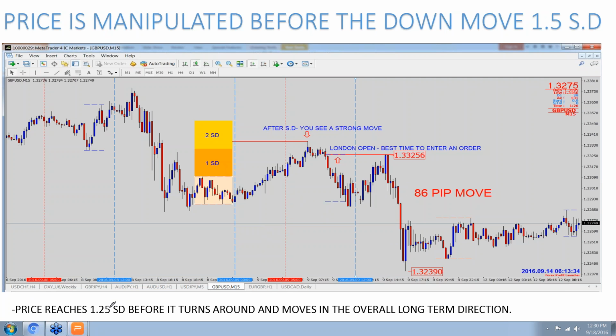So price reaches 1.25 standard deviations before it turns around and moves in the overall long-term direction of a bearish trend. So I'm going to be showing you guys some more examples of this as we go on.